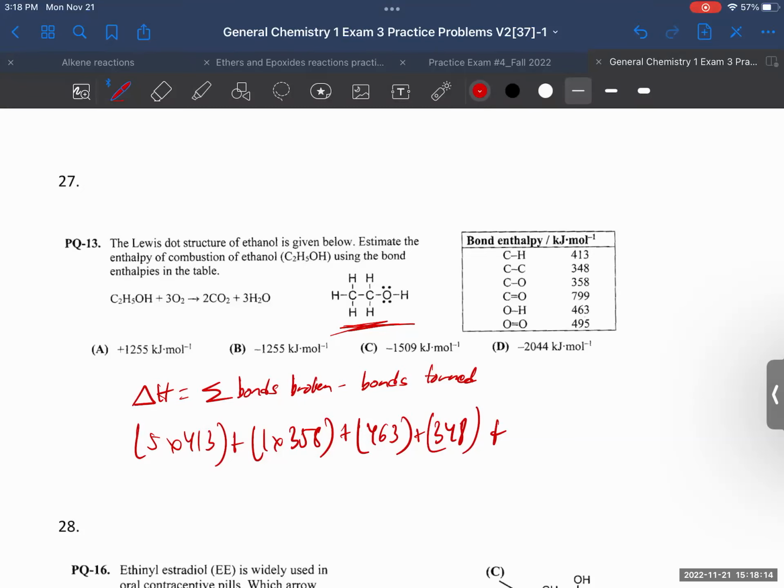So do we do 6 or 3? 3, right? Because we have oxygen, and then a double bond. There's only one double bond, and there's 3 of those.